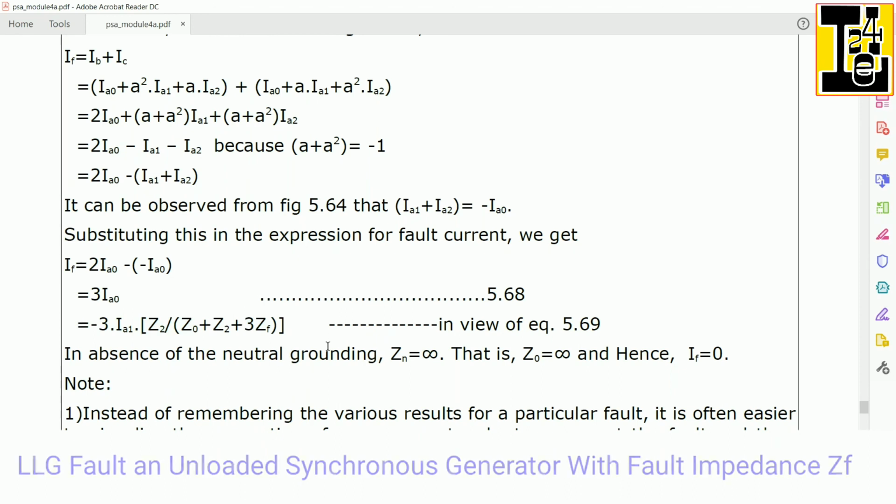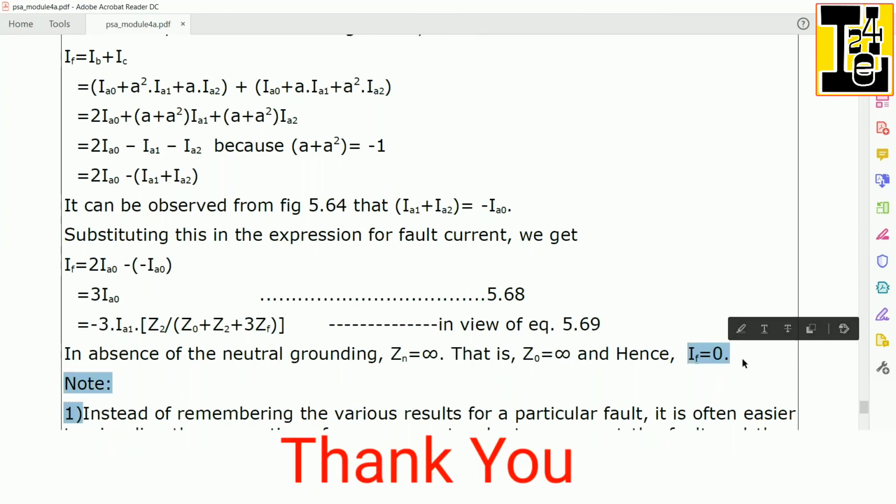If the neutral is absent, then the fault current will straightforwardly become 0. Why? Because when the neutral is absent, Zn will become infinity, Z0 will also become infinity. So here if I substitute Z0 as infinity, anything divided by infinity will give me 0. Straightforwardly IF becomes equal to 0.